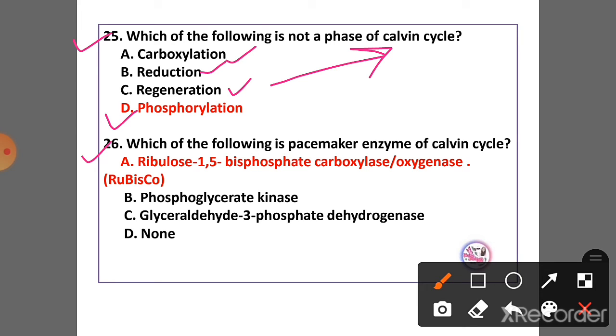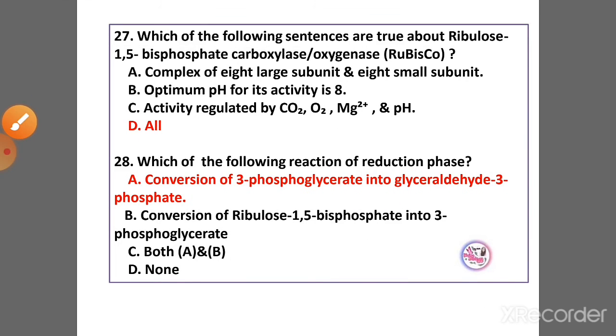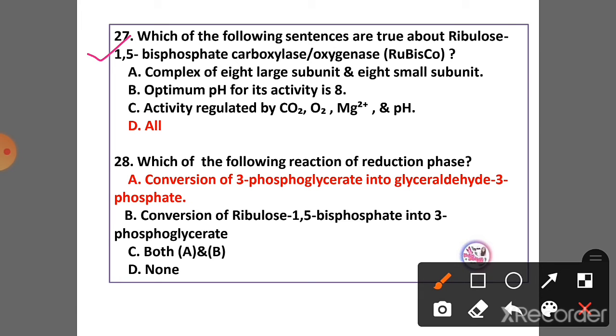Question 26. Which of the following is the pacemaker enzyme of Calvin cycle? Option A, ribulose 1,5-bisphosphate carboxylase oxygenase, Rubisco, is the pacemaker enzyme of Calvin cycle. Question 27. Which of the following sentences are true about Rubisco? Option D, all. It's a complex of 8 large subunits and 8 small subunits. Optimum pH for its activity is 8, and activity is regulated by CO2, O2, Mg2+ and pH.